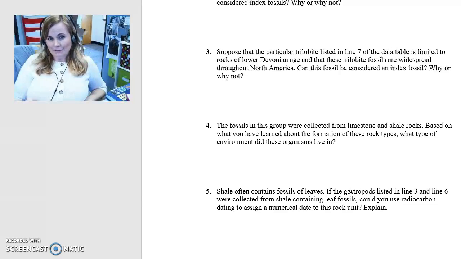Because carbon dating has a fairly short half-life, 5,730 years. So go and look in the textbook about that and what is the upper limit in age that you can use carbon dating, and then how old is this fossil. If it's older than the upper limit, then no, it wouldn't be a good use. If it's younger, then yes, it would be a good use.